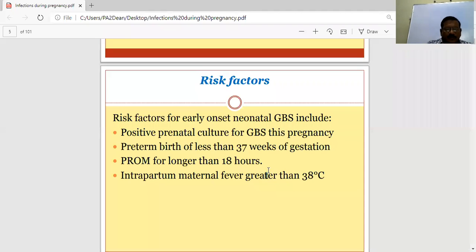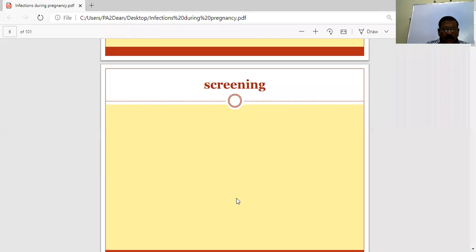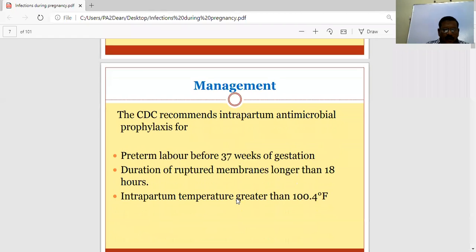of less than 35 weeks of gestation, and premature rupture of membranes for longer than 18 hours, and intrapartum maternal fever greater than 38 degrees. Then how to screen them? To manage them, CDC, that means Center for Disease Control and Prevention, recommends intrapartum antimicrobial prophylaxis for preterm labor before 37 weeks of gestation.